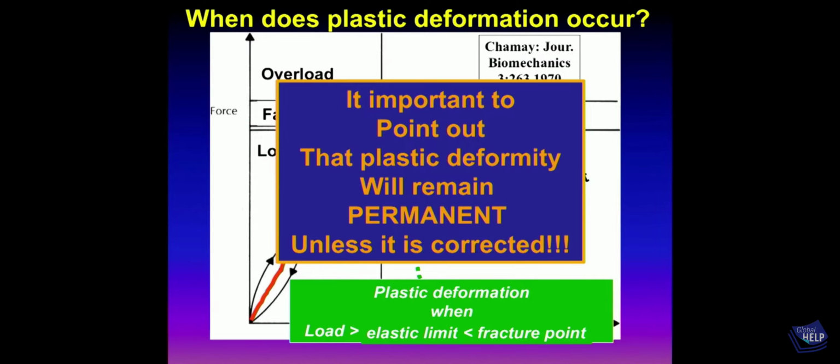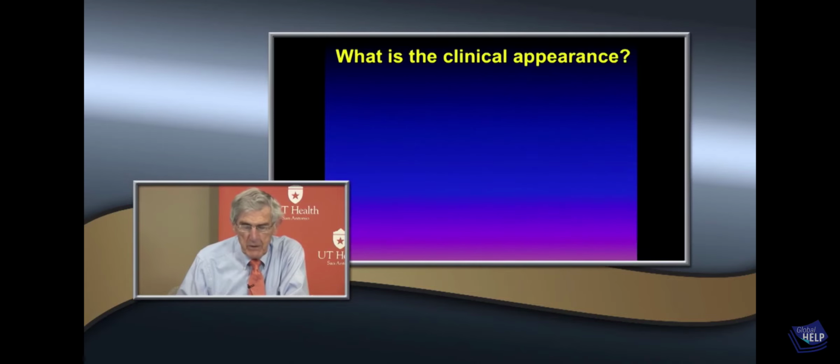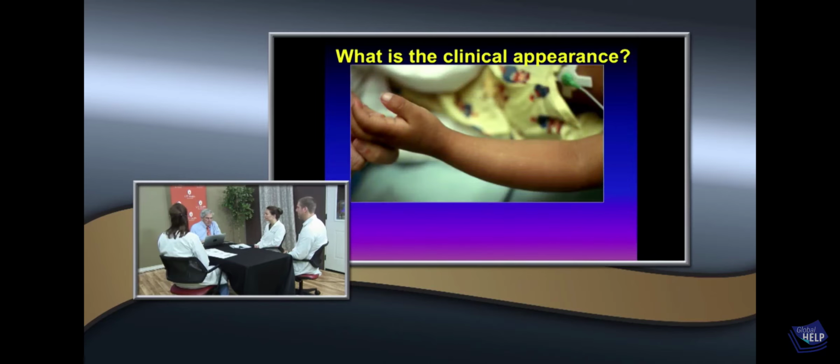That's very important, that even though you don't see an obvious break in the cortex, you have a deformity, and it's got to be corrected. So, what's the big thing in the clinical appearance? What do you see? Usually loss of motion. That's pronation, supination. Yeah, well, look, it's crooked.